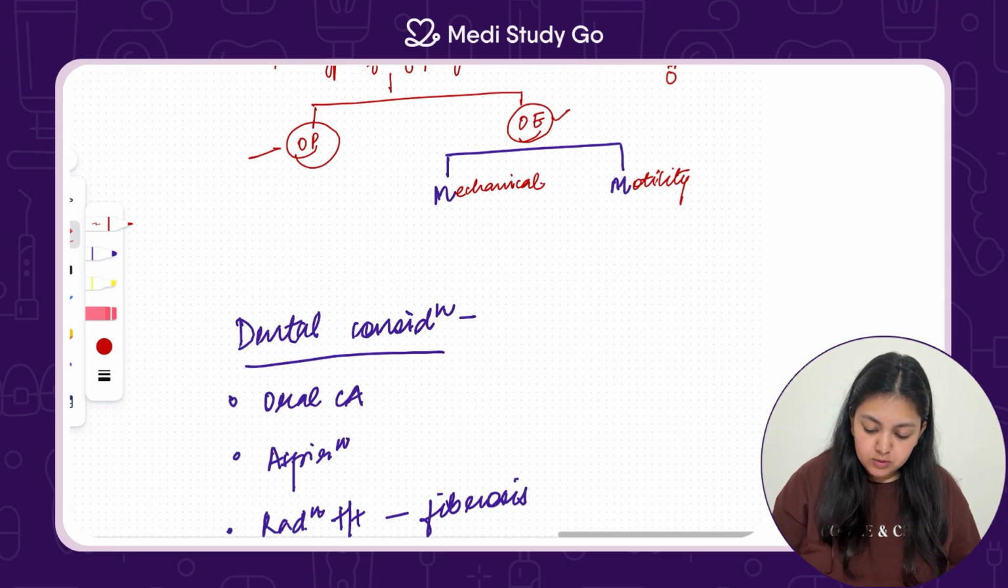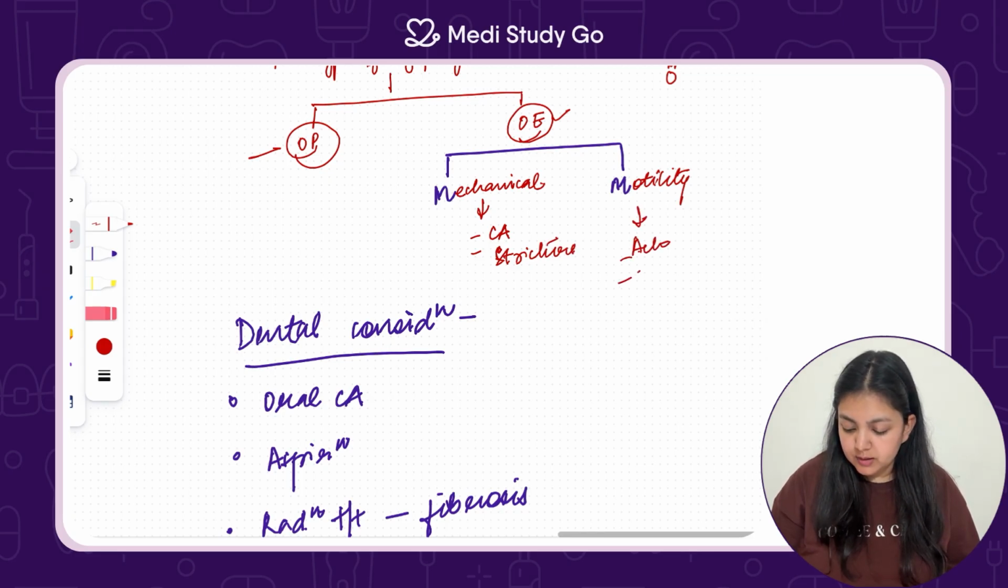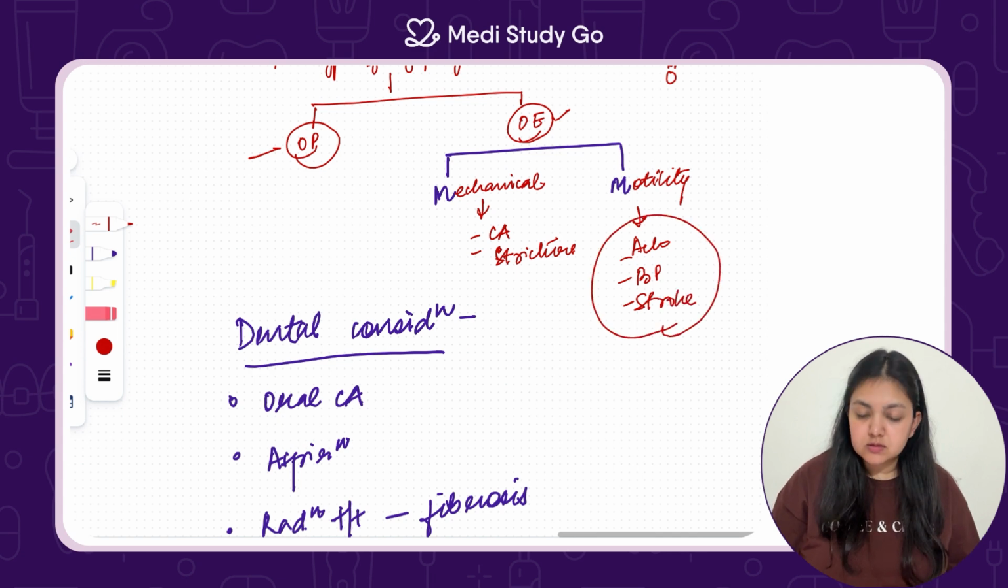Now, mechanical problem means there's an actual obstruction, which can be because of carcinoma or any stricture. And in motility, there can be achalasia, there can be bulbar palsy, and there can be any stroke which has affected the muscles of the esophagus, and therefore the peristalsis is not happening as it should and swallowing is not taking place without difficulty for the patient.